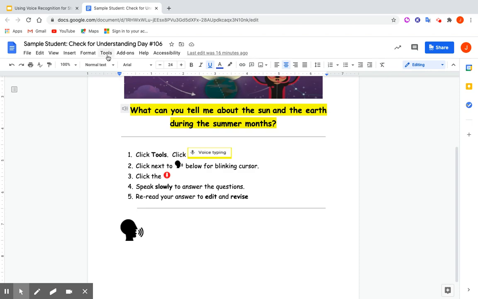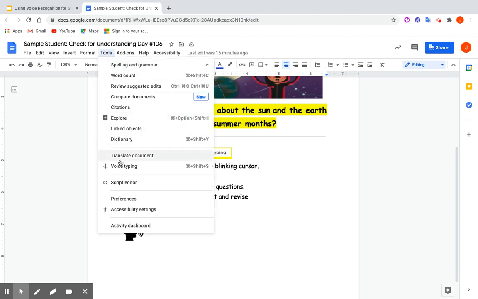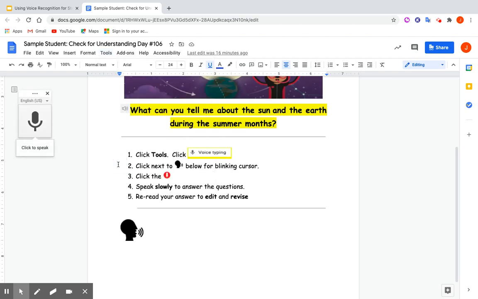So first you go up. This is how we use voice typing. You click tools. Here's voice typing. With a little practice, they will be able to do this on their own. Then I tell them to click next to this icon, the speaking icon, to see the blinking cursor. So that's another thing I teach the students, what that is, that's the blinking cursor, and it means you're ready to write or to type.